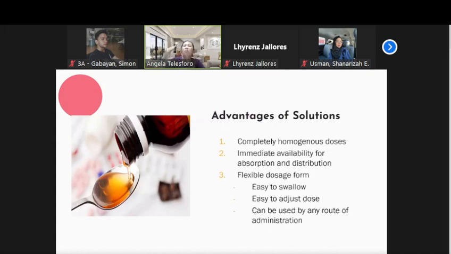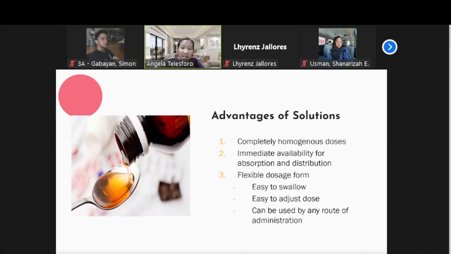Advantages: homogeneous doses, completely homogeneous, and immediate availability for absorption. Why? Because when you drink a solution, it is absorbed right away. It doesn't have to go through disintegration and dissolution, right? It is available right away. Flexible also because it is easy to swallow.